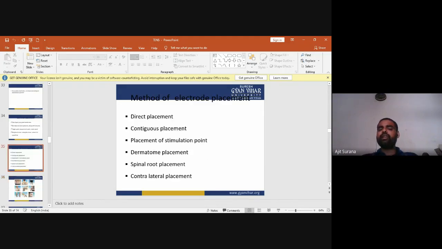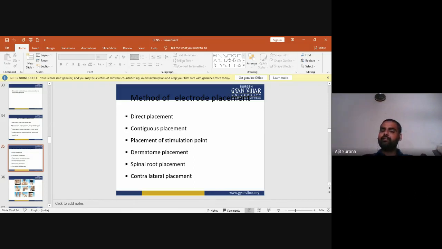Now the methods of electrode placement. First one is the direct placement. We place the electrode directly over the surface. Second one is contiguous placement. Third one is the placement at the stimulation point, then dermatome placement, spinal root placement, and contralateral placement. These are the methods of electrode placement.